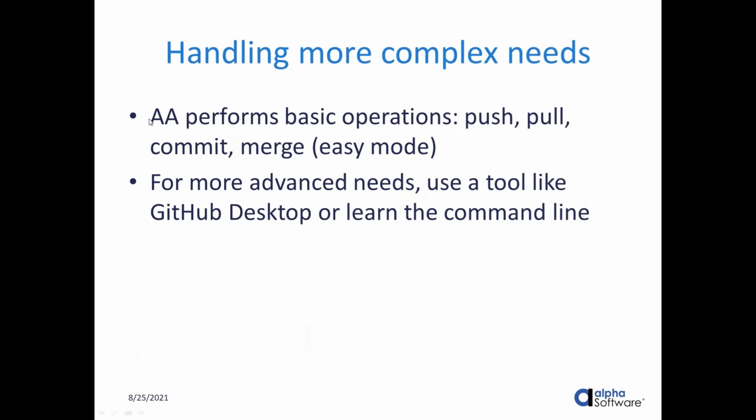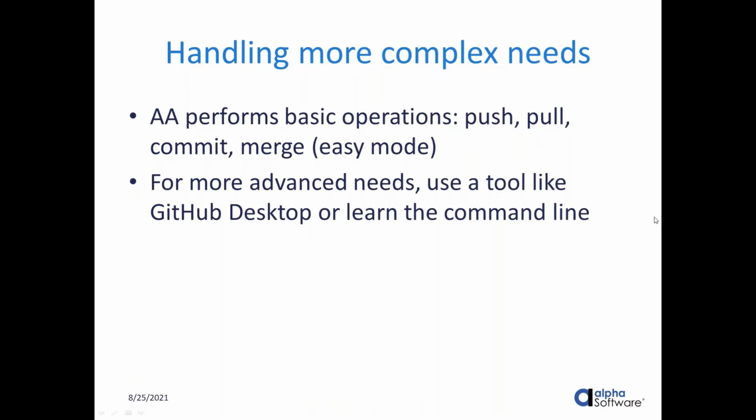I mentioned before, Alpha Anywhere performs just the basic push, pull, commit, and it does merge, but it does easy mode, meaning if the merge is easy, it happens automatically. If it's not easy, then you have to do it manually. So this is the basic stuff, but if you have more advanced needs, like maybe you want to do a branch or stash a change so you can work on something else and then bring that back, you're going to have to use more advanced tools like GitHub Desktop or learn the command line.